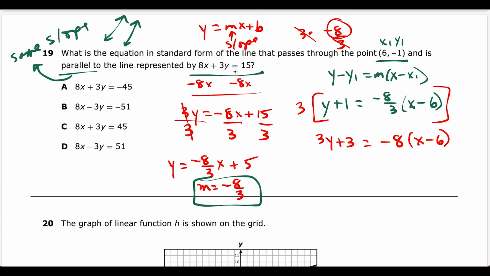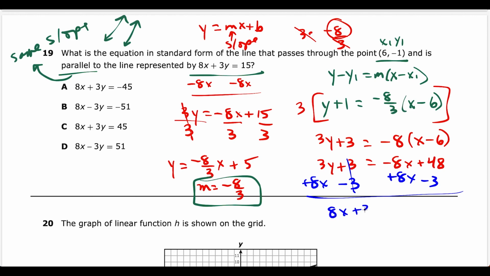And then from here, we want the y terms and the x terms on one side, and the constants on the other. So we distribute, and we get negative 8x plus 48, and we have 3y plus 3. Then I would add 8x to both sides and subtract 3 on both sides. And there we have it: 8x plus 3y equals 48 minus 3, which leaves us with 45. So we scan here, and this is going to work out to choice C.